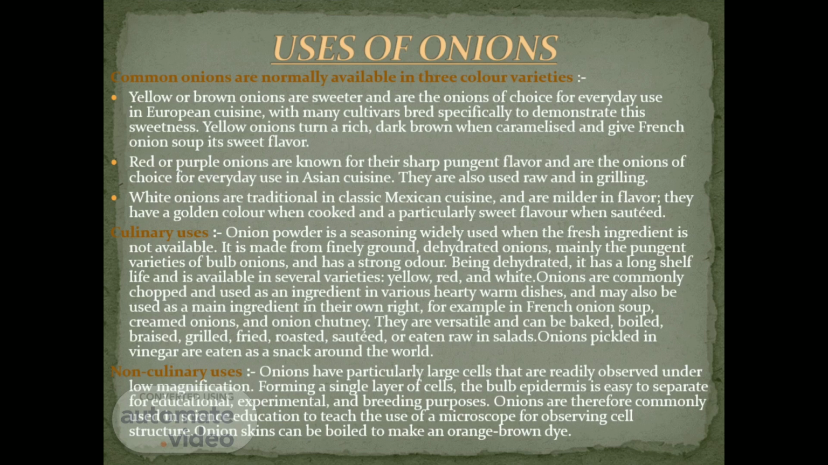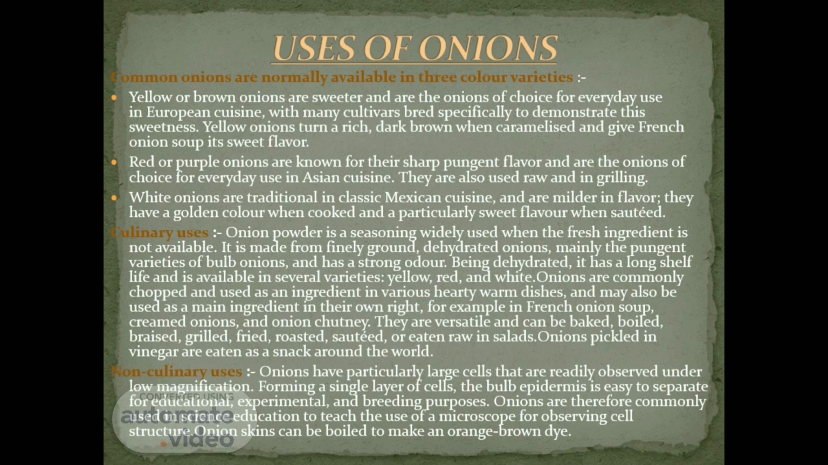Second, red or purple onions are known for their sharp, pungent flavor and are the onions of choice for everyday use in Asian cuisine. They are also used raw and in grilling. Third, white onions are traditional in classic Mexican cuisine and are milder in flavor. They have a golden color when cooked and a particularly sweet flavor when sauteed.